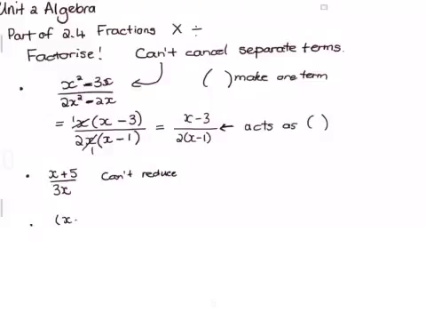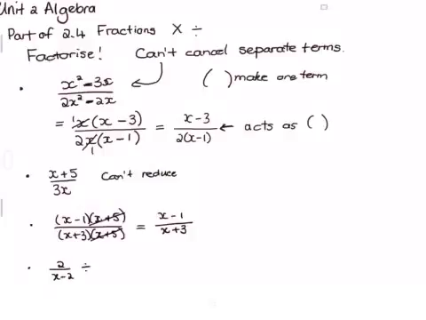Right, look at this one. So there are two brackets that are exactly the same. We're not cancelling around the plus sign, we're cancelling the whole bracket. Now again, because this line acts as a bracket, I don't need the separate brackets anymore, and that is my final answer.